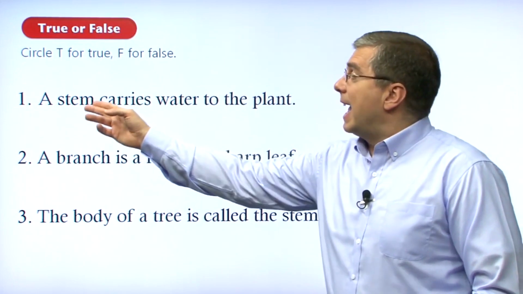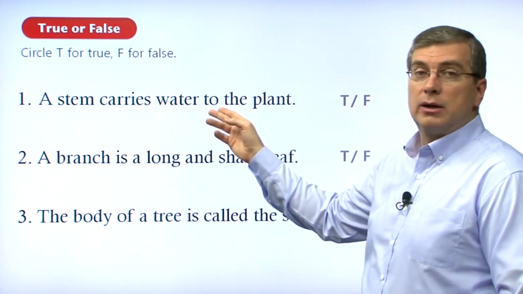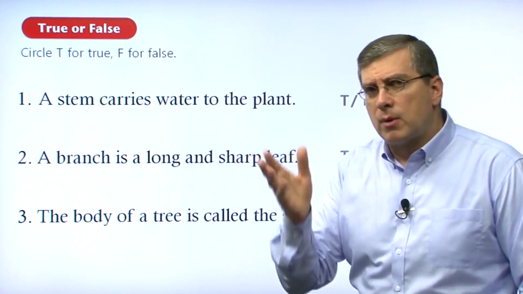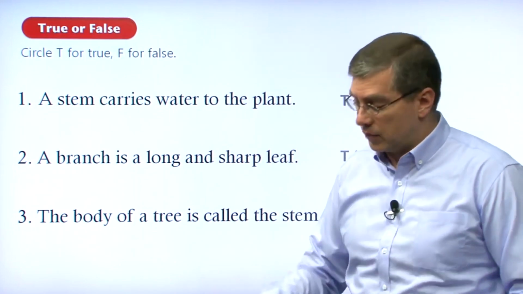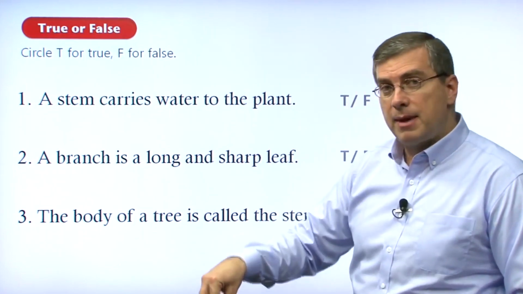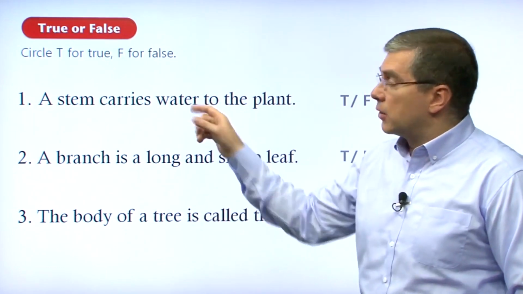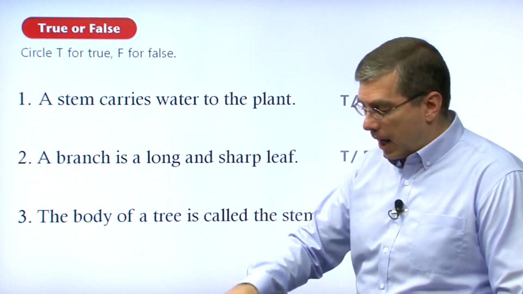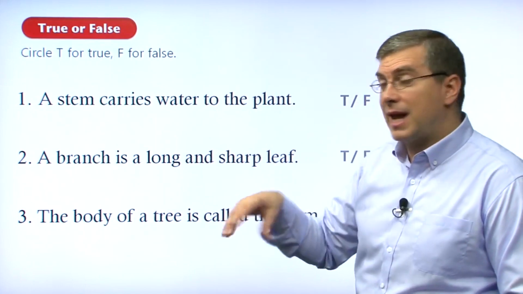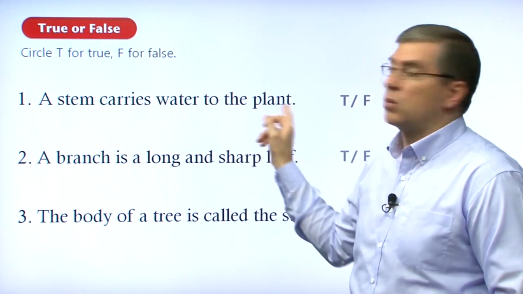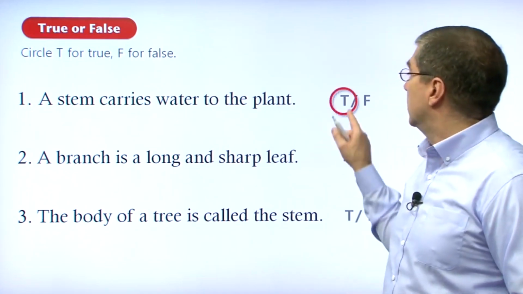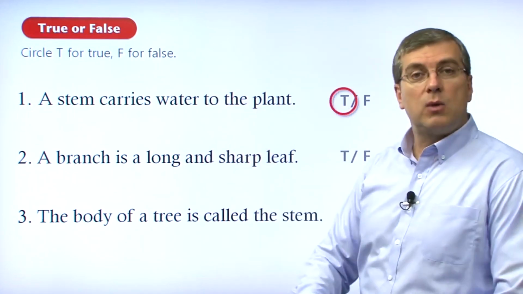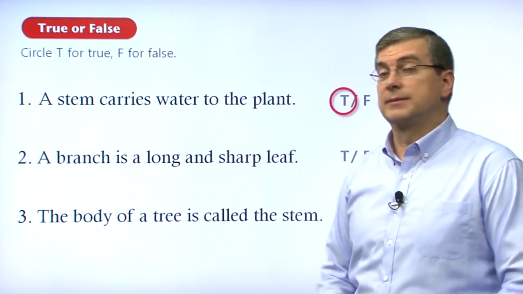The first one: a stem carries water to the plant. So remember, when we were talking about the different parts of a plant, we have the roots, we have the stem, and we have the leaves. The roots take in water, and how does that water get to the rest of the plant? The stem carries water to the plant. So this statement is true. True, a stem does carry water to the rest of the plant.